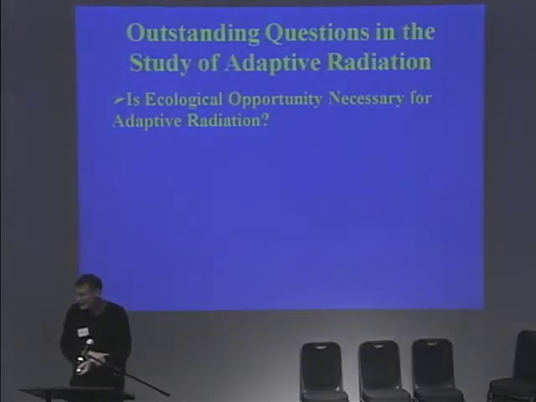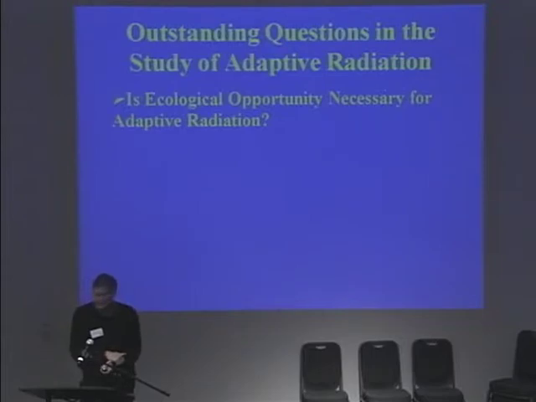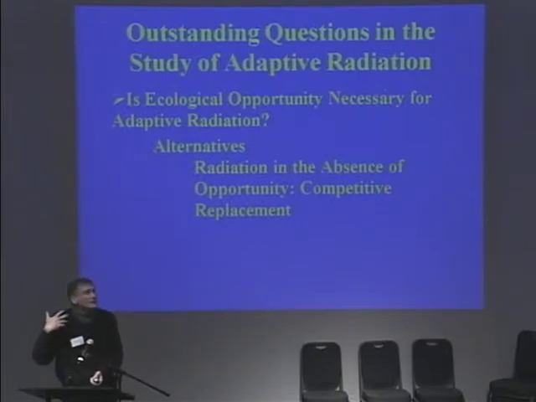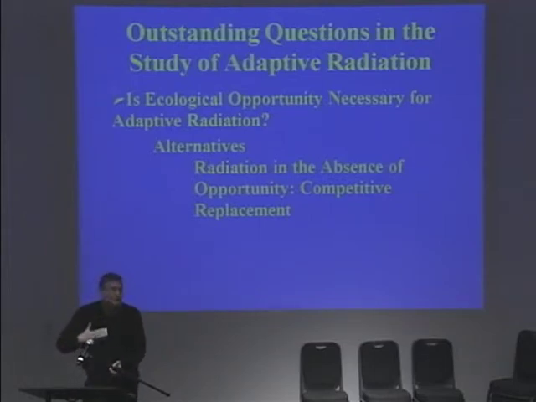What I'd like to ask now is: is ecological opportunity necessary for adaptive radiation? And in some sense, you might think, well, of course it is. How could it not be? I think the major alternative is that, in fact, groups are able to radiate in the absence of initial ecological opportunity, that basically there's some other group that already utilizes those resources, and this new group comes in and basically supplants them and takes over these resources and radiates.